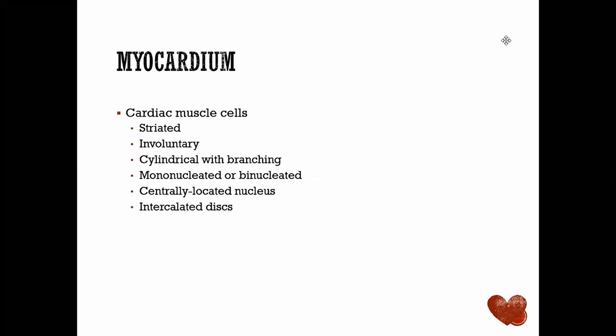The myocardium cells are also known as cardiac muscle cells. They are striated, like the skeletal muscles. They have striations, but they are involuntary, similar to your smooth muscles. Cylindrical with branching, so this is the way you describe the cardiac muscle cells, while your skeletal muscles are cylindrical with blunt ends.